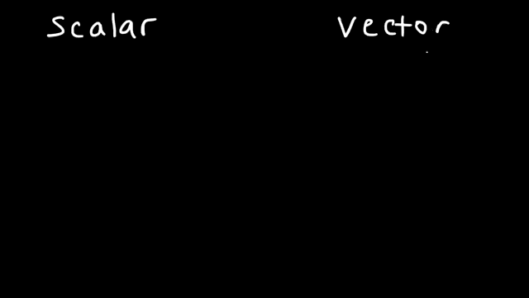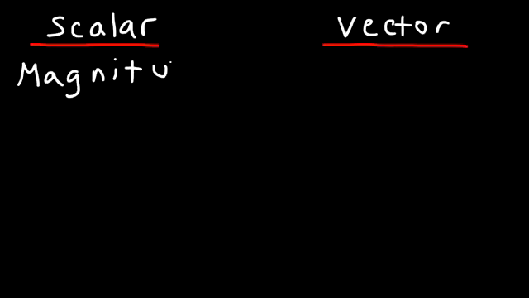In this video, we're going to talk about vectors. But what is a vector really? And let's distinguish it from something called a scalar quantity. So what's the difference between a vector quantity and a scalar quantity? Well, a scalar quantity only has a magnitude. A vector quantity has both a magnitude, but it also has direction.